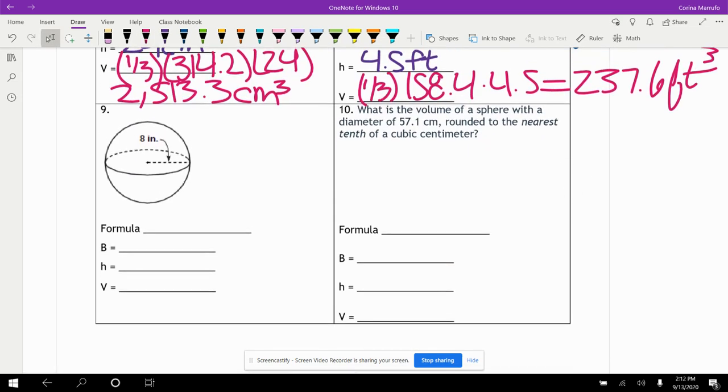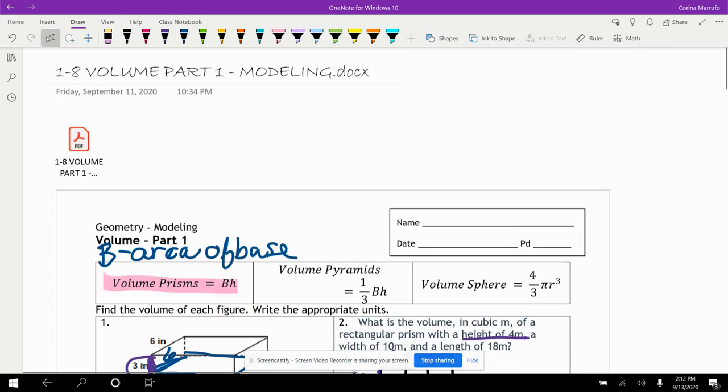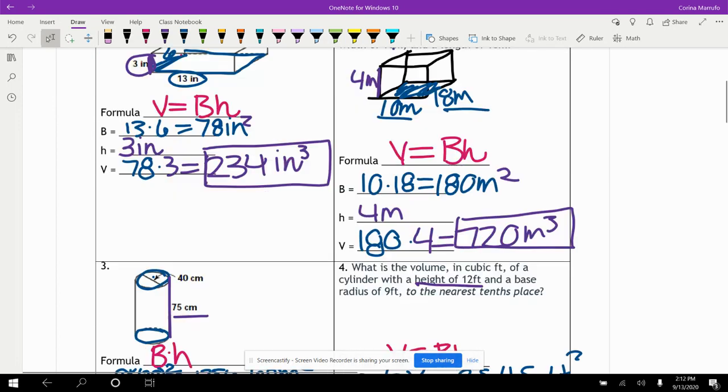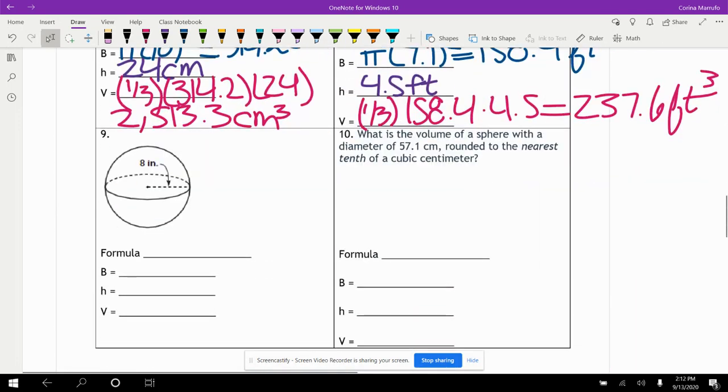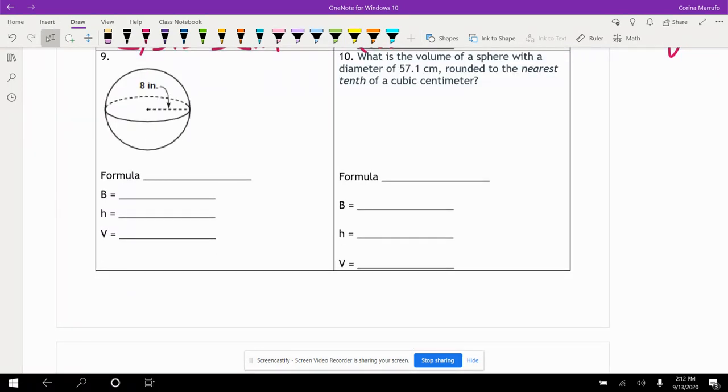All right, the last section. So here we have a sphere. So for the volume of a sphere, I have it up here. It is 4/3 pi r cubed. So I'm going to go ahead and put it up here. Oh, I wonder why I did that. Whoops. This is definitely a typo. So the formula is 4/3 pi r to the third power.